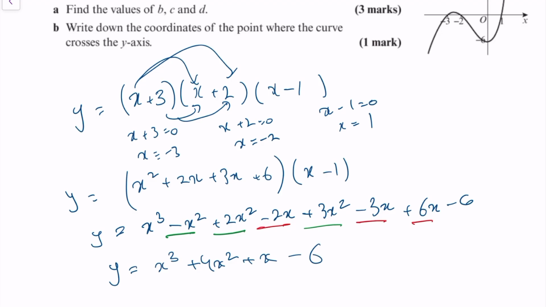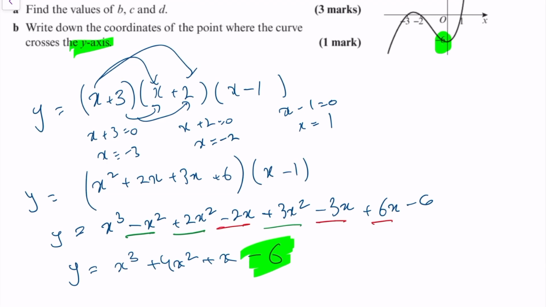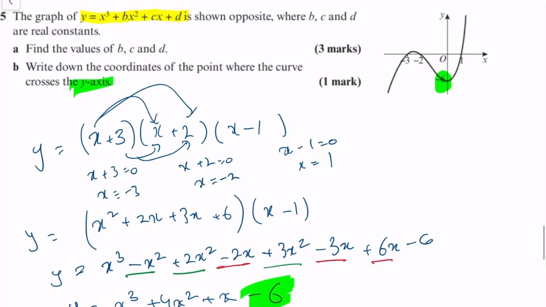Write down the coordinates of the point where the curve crosses the y-axis. Now, I did this assuming that it wasn't in the question. What does my equation end with? If I make x equal to 0, okay, understand this. Along the y-axis, the value of x is constantly 0. Every coordinate on this y-axis starts with 0 something. Now the graph is crossing right there, which is at -6.